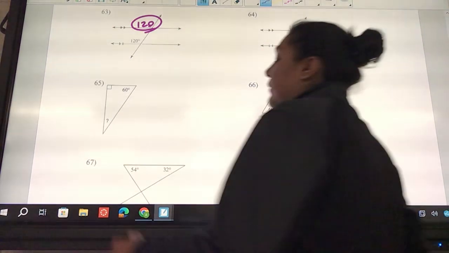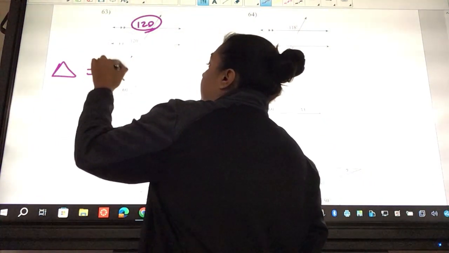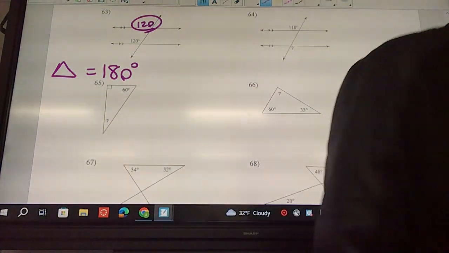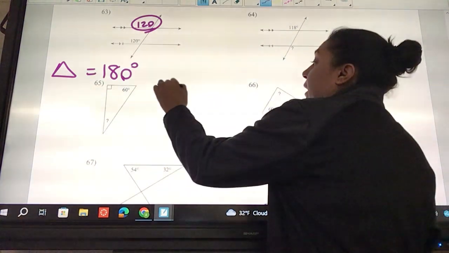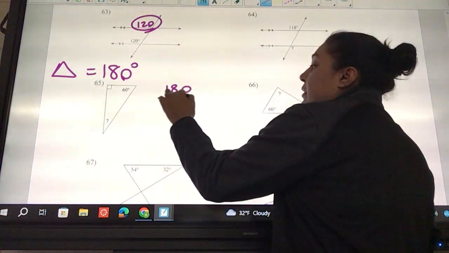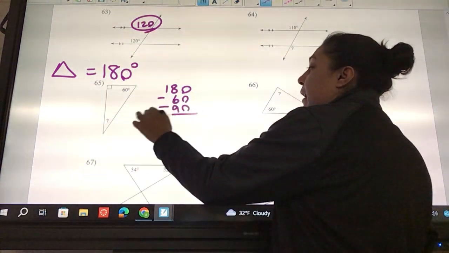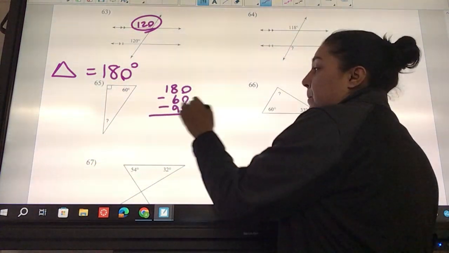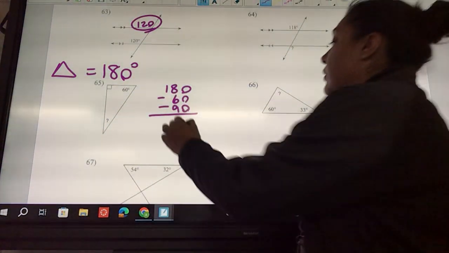Okay, 65, all the way. Triangles equal 180 degrees. So we're going to say 180 minus 60 minus 90. What is that? 30. So this is 30.